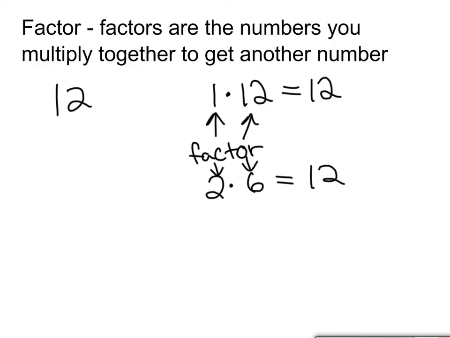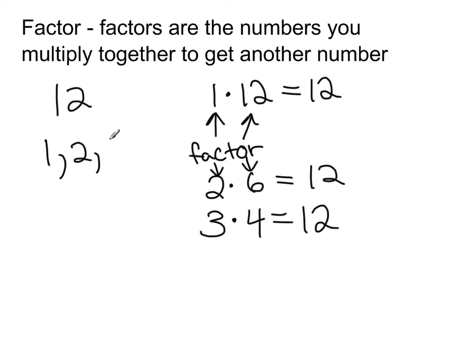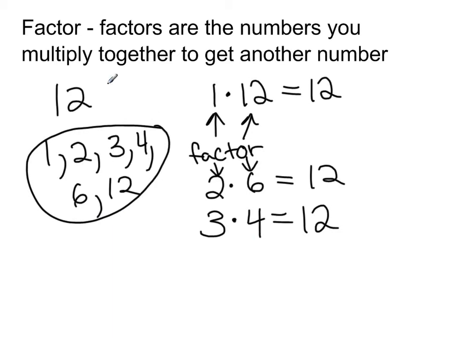Okay, so other factors of 12 are 3 and 4, because 3 times 4 gets us 12. So we could list all these factors. We got 1, we got 2, we got 3, we got 4, and we do prefer to list them in ascending order, so that's why I'm doing this. We got 6 and finally got 12. And here's the factors of 12.